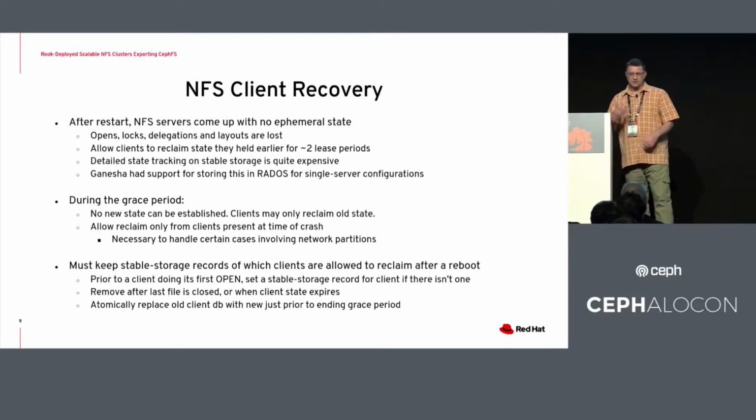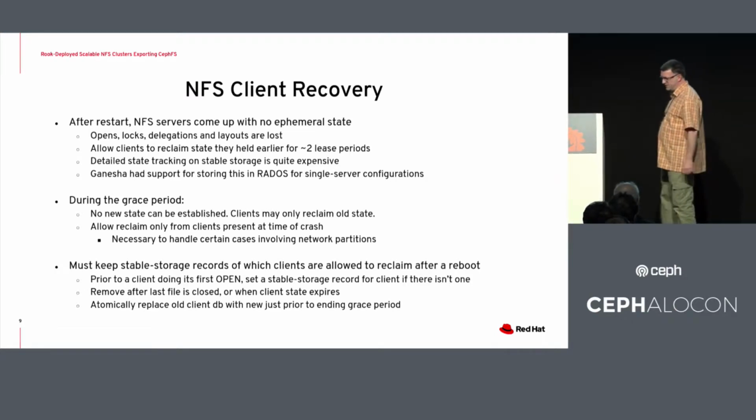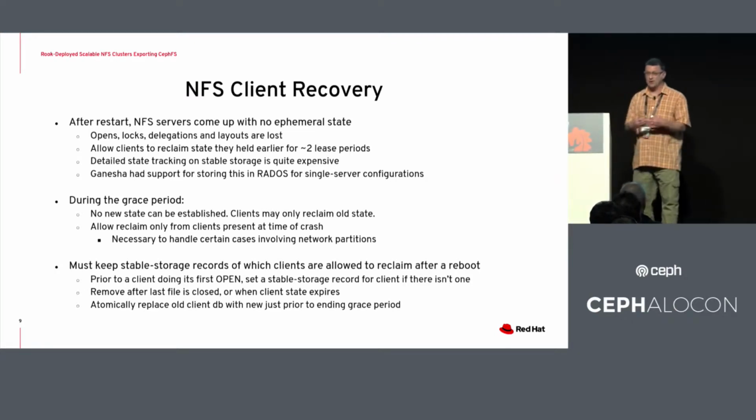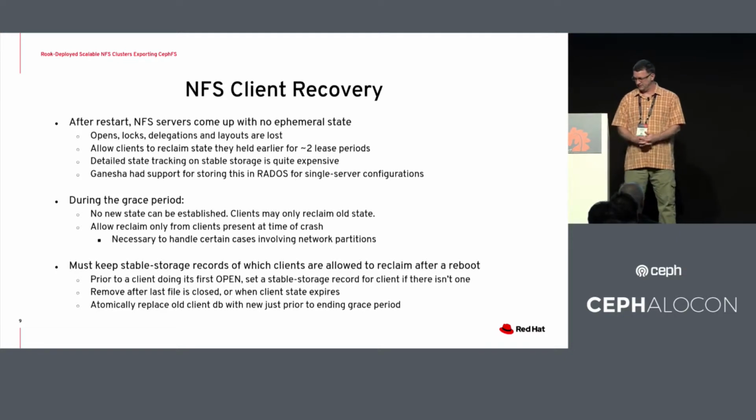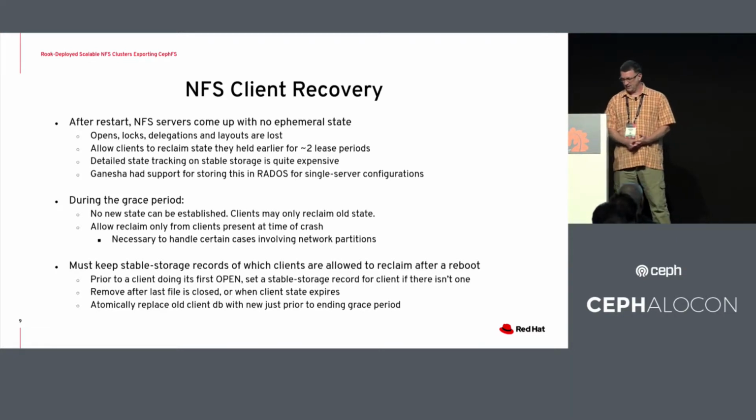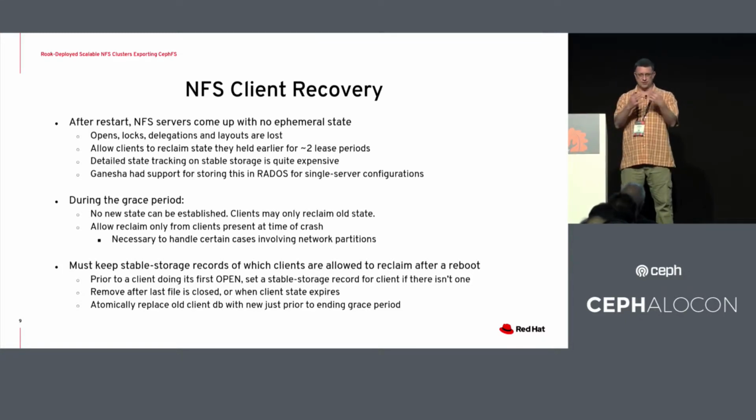So prior to a client doing its first open, we set a stable storage record for it, if there isn't one already, and then we remove it after the last file is closed, or when the client state expires, or when the client's lease expires. And then when we go to lift the grace period and move into normal operation, we have to atomically replace the old client database with the new one.